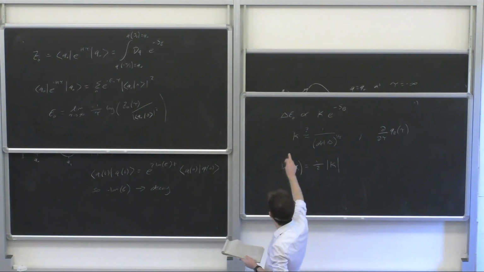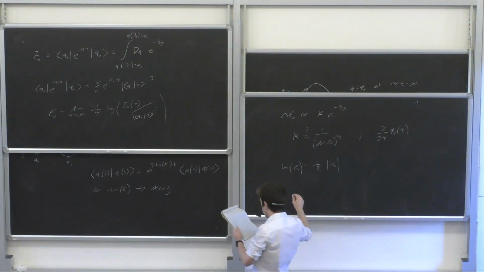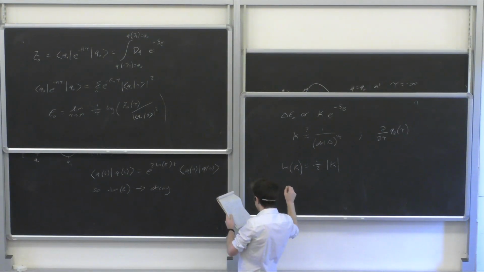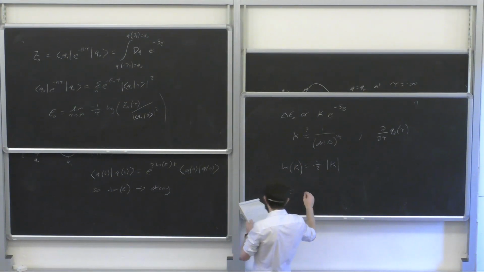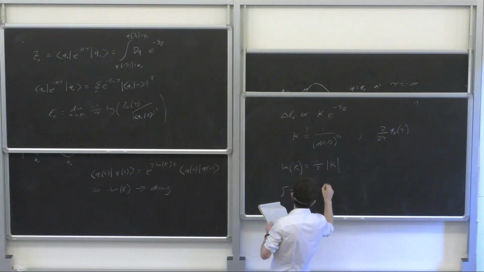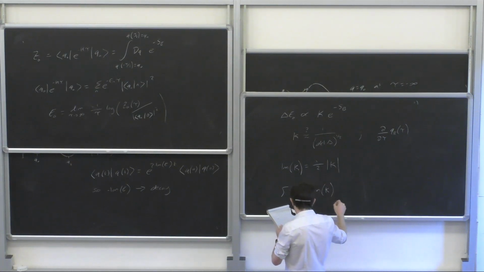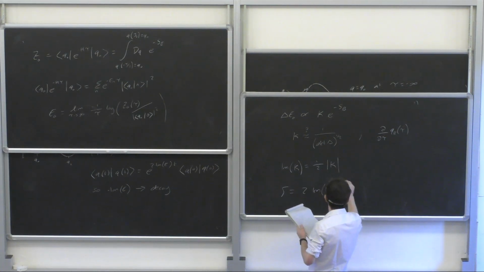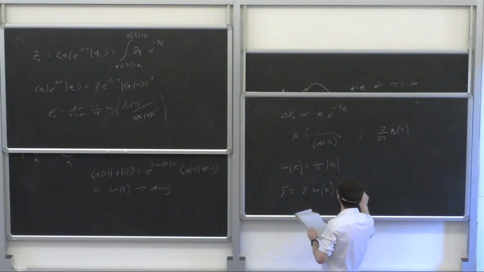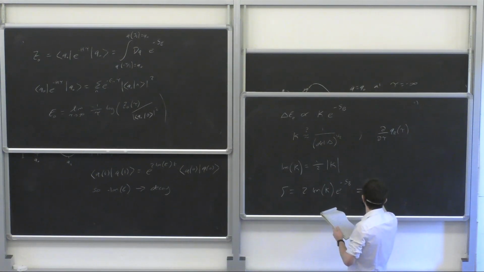The key thing is that with this imaginary energy shift, we have that the metastable vacuum will decay with a rate gamma, which is 2 times the imaginary part of k, e to the minus S bounce, which is equal to the absolute value of k, e to the minus S bounce.